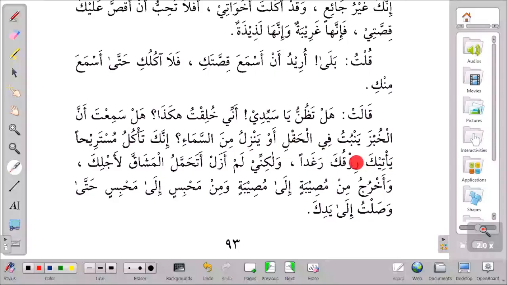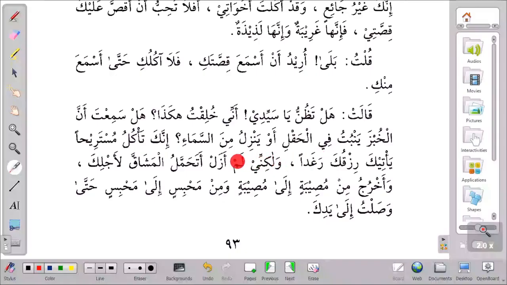Yatika rizquka ragadan. Your provision comes to you ragadan. When we say ragadan, the manner is freely, without any effort. When you just get something freely, there's no effort from your side. That's what ragadan tells us. So he's saying, innaka ta'kulu mustarihan, indeed, you are eating in a relaxed manner. Yatika rizquka ragadan, your provisions come to you without effort from your side, or freely.